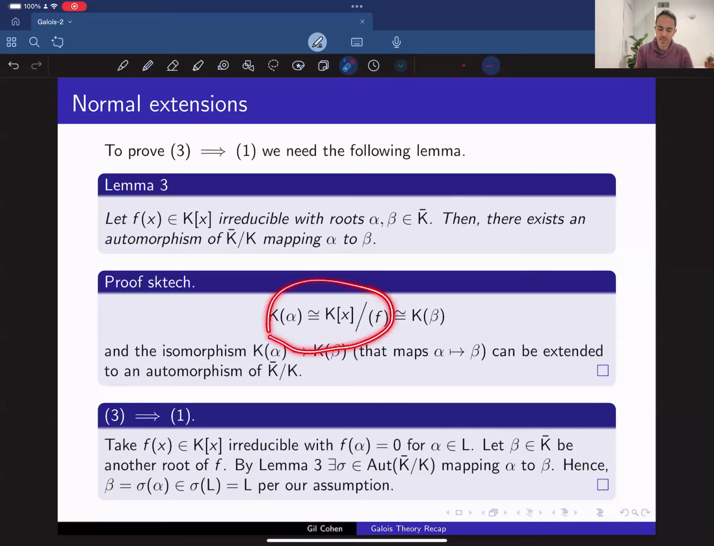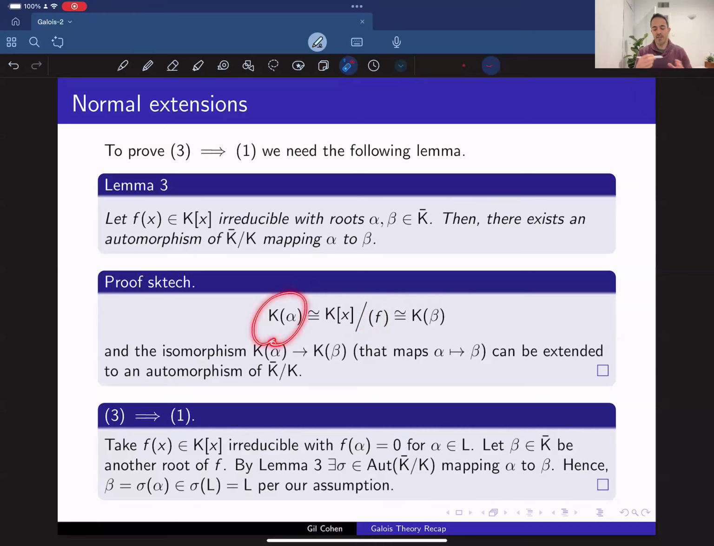And the reason for this isomorphism is because you can look at the map that sends a polynomial to its evaluation at, say, alpha. In this case, it will be beta, but at alpha. And then you can show that the kernel is exactly this ideal.